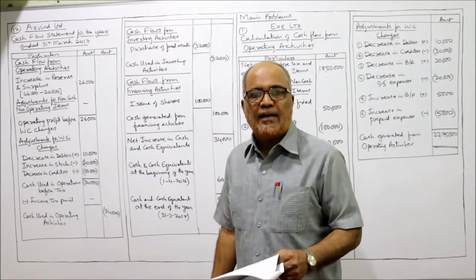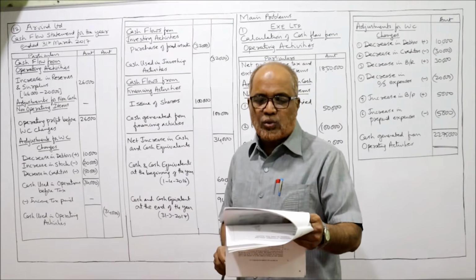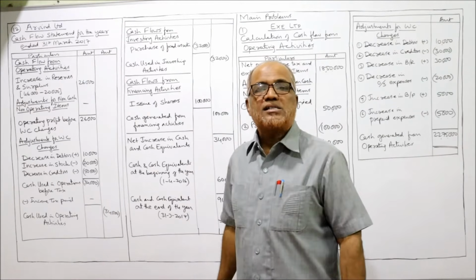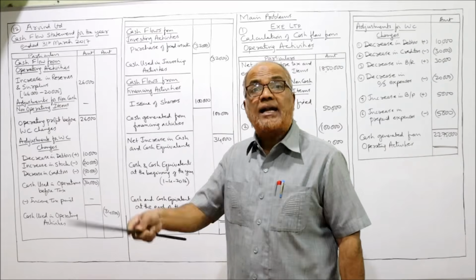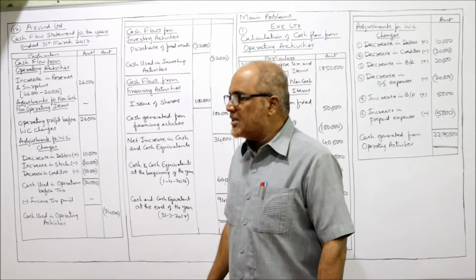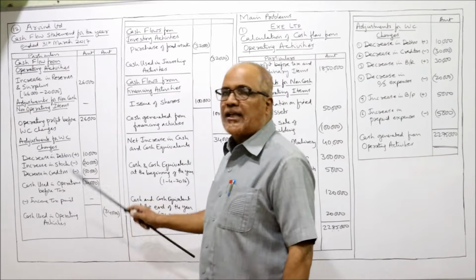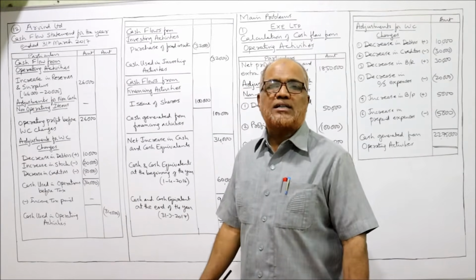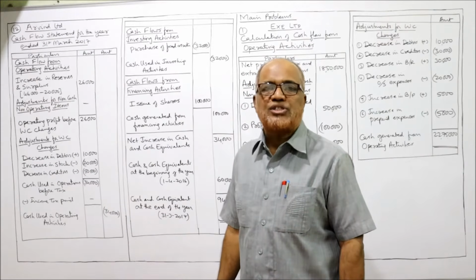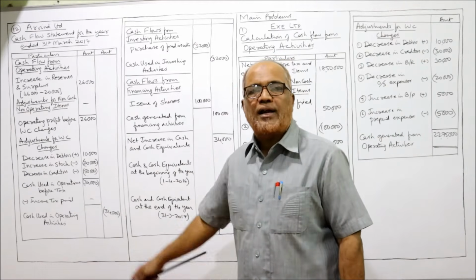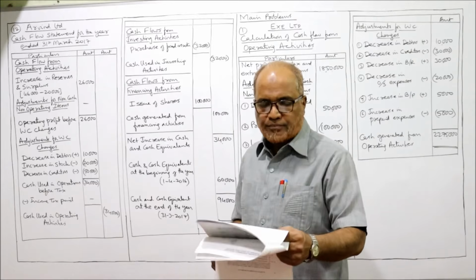Trade receivables are the debtors. Last year it is 2,40,000, current year 2,30,000. Decrease in trade receivable, or decrease in debtors, is added. So decrease in debtors, add 10,000. We can call it debtors or trade receivable. Similarly, we can call it inventory or stock, right?